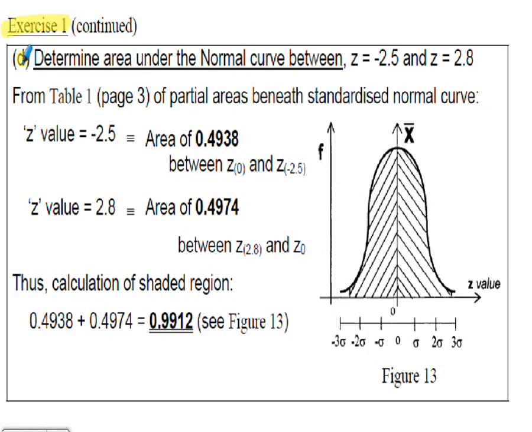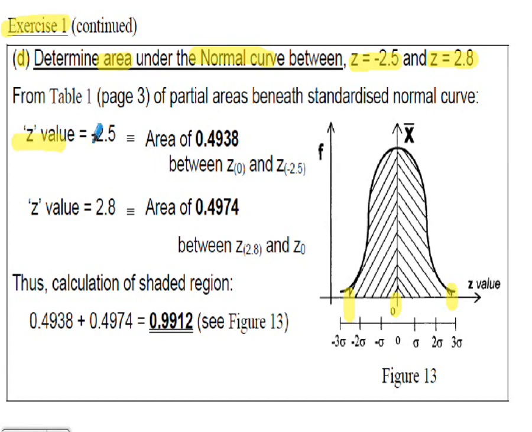Exercise 1, part D. We're asked to determine the area under the normal curve between z is equal to minus 2.5 and z is equal to plus 2.8. So again, there's our z is equal to 0. So minus 2.5 would be down in this region, and then plus 2.8 would be somewhere up in this region. We want the area between them, so this time we're going to add the two z areas together.